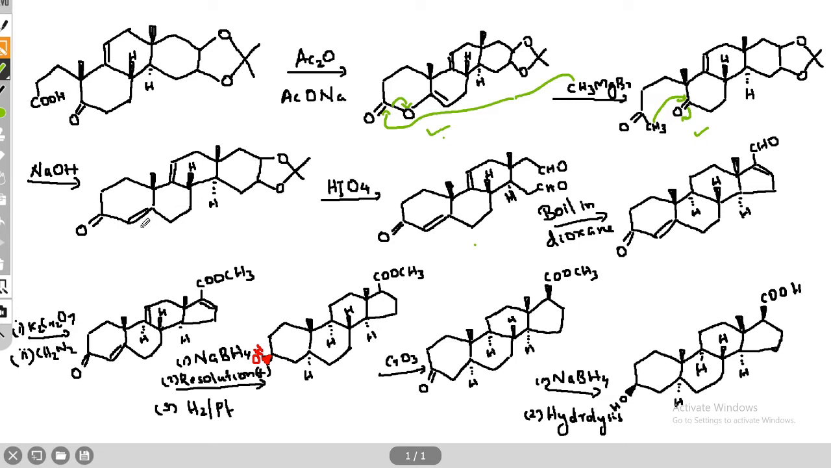So this is the new bond formed by that reaction. Then it will react with the periodic acid, HIO4. This bond is ruptured and becomes a dialdehyde like this. When it is boiled in dioxane, an internal condensation reaction takes place. So that condensation may take place in two ways.